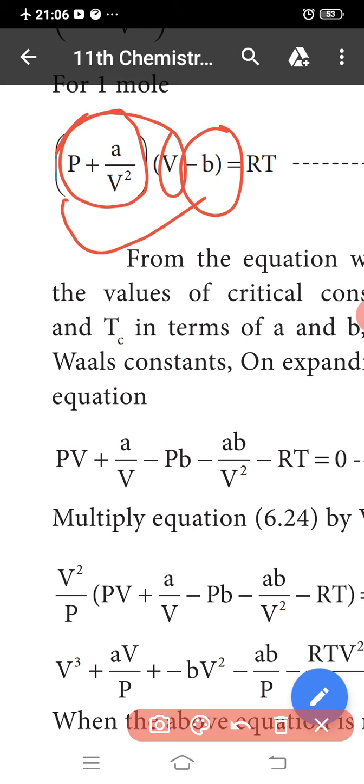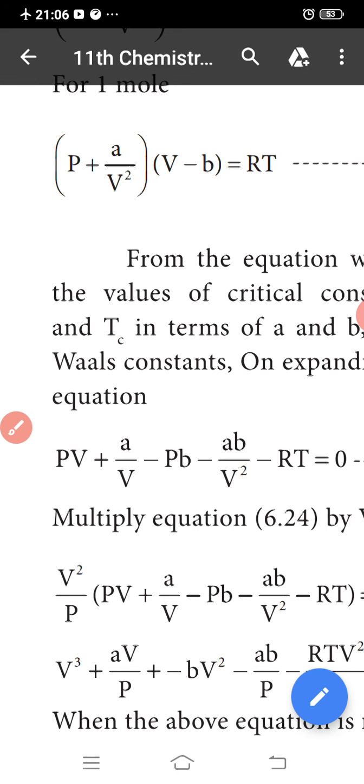Multiplying the first terms, P and V give PV; a/V² into V, the V² and V cancel, so this gives a/V. The next one, minus b into P. The next one, minus P into a/V². So minus ab/V² minus RT is equal to 0.